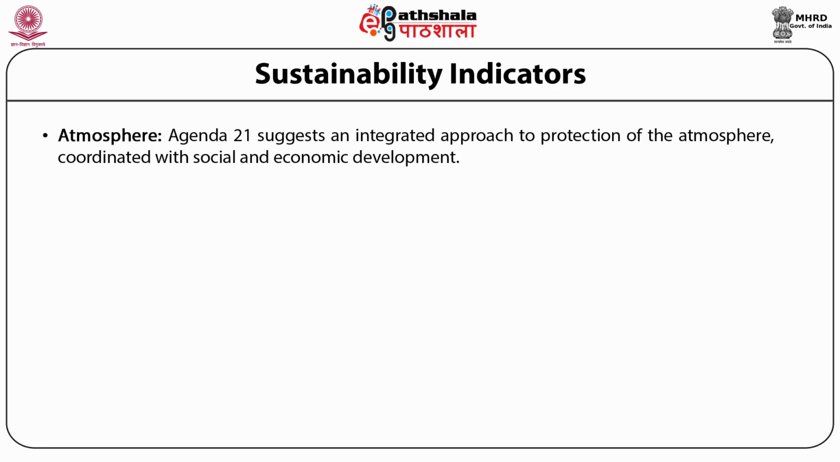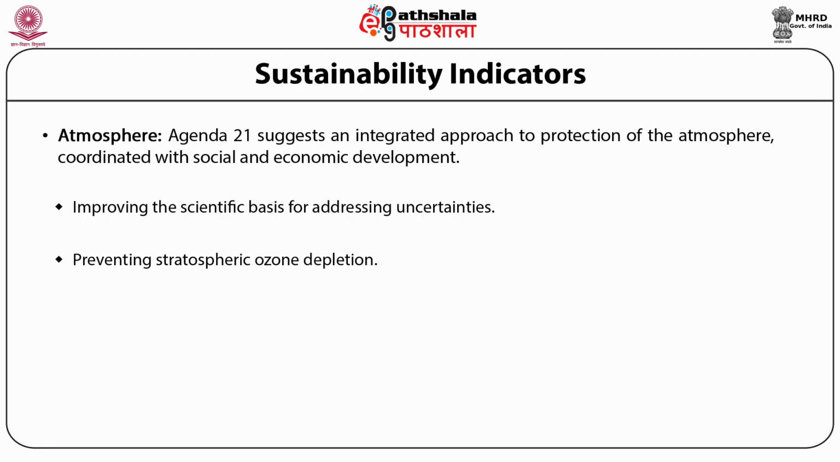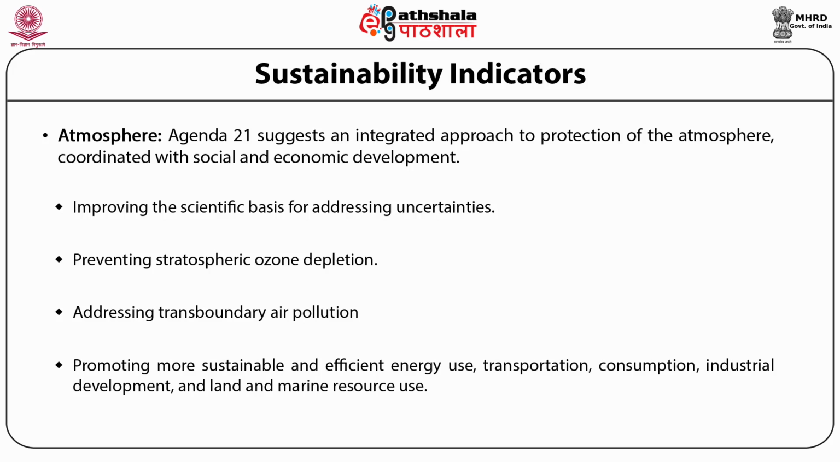Third is atmosphere. Agenda 21 suggests an integrated approach to protection of the atmosphere coordinated with social and economic development, which focuses on improving the scientific basis for addressing uncertainties, preventing stratospheric ozone depletion, addressing transboundary air pollution, promoting more sustainable and efficient energy use, transportation, consumption, industrial development, and land and marine resource use.